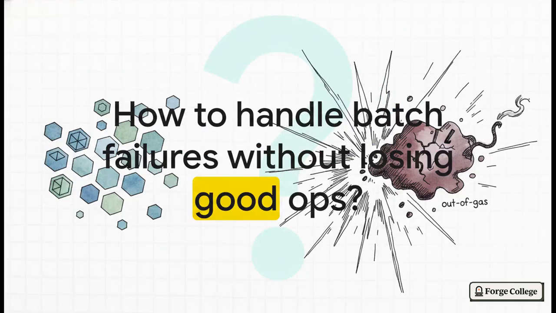But here is the multi-million-dollar question. What happens when that nightmare scenario hits? A single bad user operation, maybe one with a bad signature or an out-of-gas internal call, threatens to blow up your perfectly sized, geometrically scaled batch. You can't just throw away 63 perfectly good operations because of one bad apple, right?